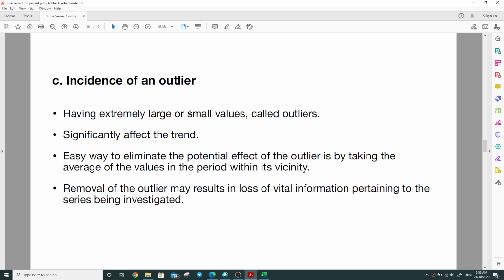I think you have heard about outliers. Sometimes, as an example here, suddenly you see that there is an extreme value. But of course, when an incident of an outlier happens, you have to recheck your data set first, whether it is actually an outlier or you mistyped your data. Investigate first. It is actually easy to eliminate, but of course, if you eliminate your outlier, it may result in loss of vital information pertaining to the series being investigated.